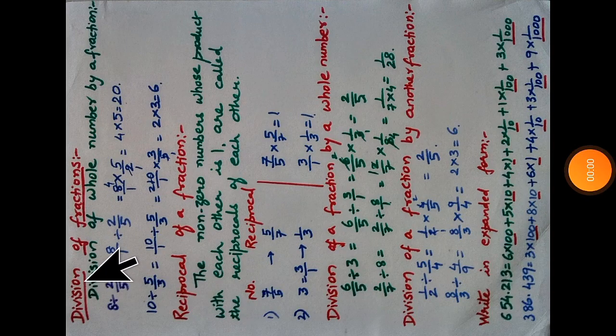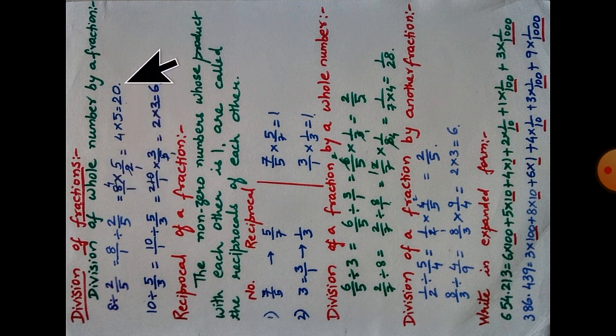Let us study division of fractions, division of a whole number by a fraction. Now 8 divided by 2/5. 8 is a whole number, equal to 8/1 divided by 2/5, equal to 8/1 into 5/2. Divide will become multiply and 2/5 will become 5/2. It will get reversed. Okay. So 2 1s are 2, 4s are equal to 4 into 5, equal to 20.